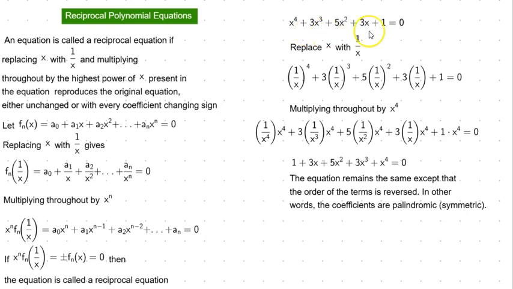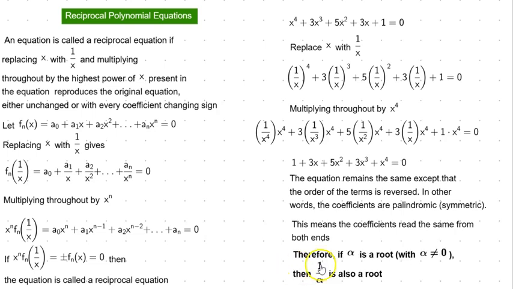So one way of immediately recognizing such an equation is that the first term coefficient and the last term coefficient are equal. The second and the second last are the same, and so on. This means the coefficients read the same from both ends. If we read it from this side, 1, 3, 5, 3, 1. From this side, 1, 3, 5, 3, 1. Therefore, if alpha is a root, remember alpha can't be equal to 0, otherwise it doesn't remain an nth degree polynomial, then 1 by alpha is also a root.